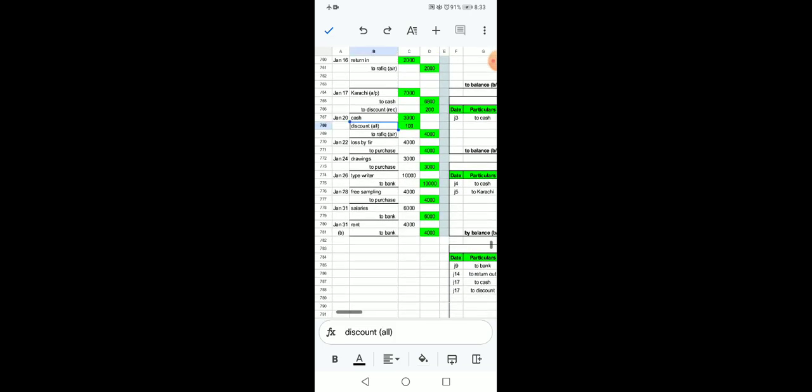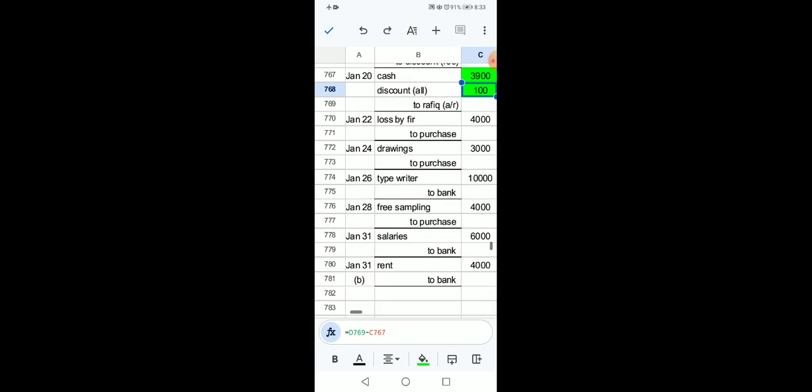Mark it as it has been done by putting a closing line over here. These sums were written just for the reference. They are now not needed to be written over here. You can erase them. Discount allowed ledger is completed, and this was discount allowed 100. You have marked it. Now next entry, which is unmarked, is loss by fire.